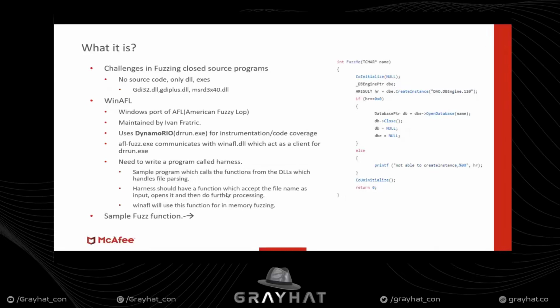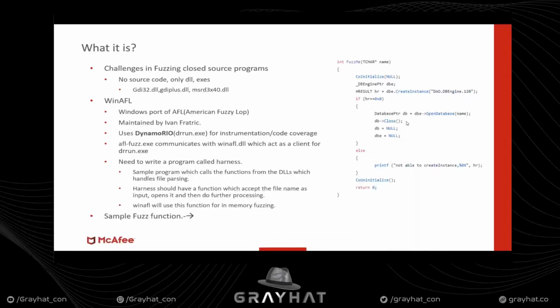For WinAFL to work, the harness program should have a function which opens the file and performs all the processing. This processing can involve calling functions from other DLLs and passing input to them. This is known as a fuzz function. A very simple fuzz function is shown on the right hand side over here. As you can see, this function expects a single parameter, that is the file name, and later on in the code it uses an open database call to open that file, and after that it simply closes that file.